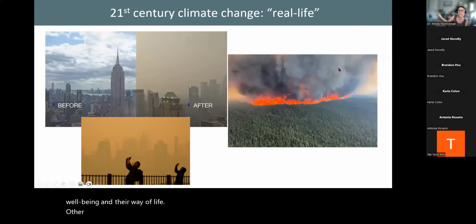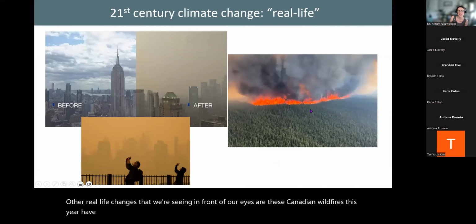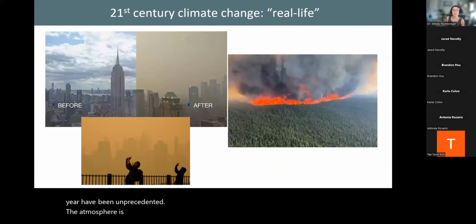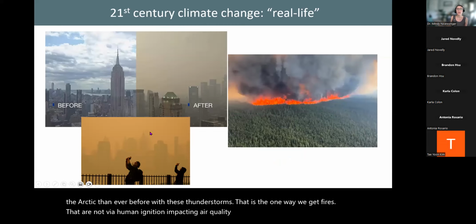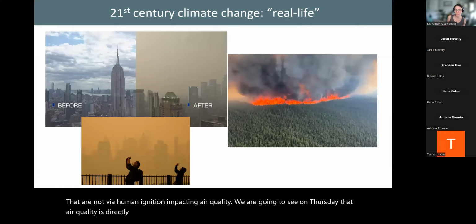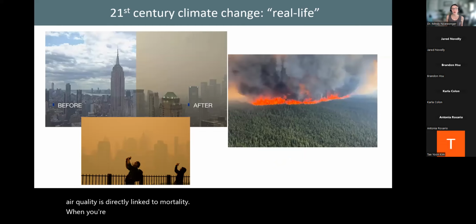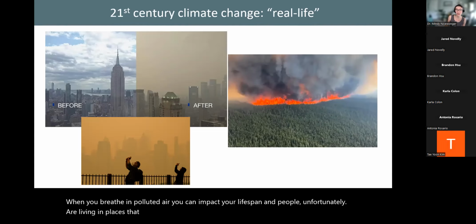Other real life changes that we're seeing in front of our eyes are these Canadian wildfires this year, which have been unprecedented. The atmosphere is warming. We're getting more lightning strikes in the Canadian region in the Arctic than ever before with these thunderstorms. That is the one way we get fires that are not via human ignition, impacting air quality. We are going to see on Thursday that air quality is directly linked to mortality. When you breathe in polluted air, you can impact your lifespan. And people, unfortunately, are living in places that have really bad air pollution.